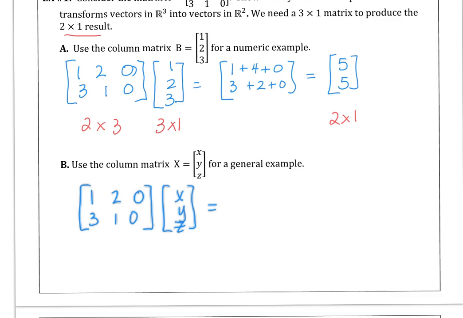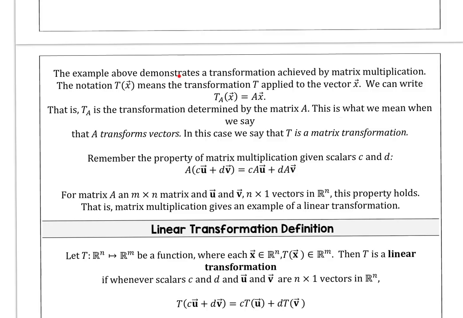And setting that up, it's going to be X plus 2Y and then 3X plus Y for that general example. The example above demonstrates the transformation that we achieved by matrix multiplication. And we've already seen the notation. The transformation of vector X means the transformation applied to the vector X. We can write that transformation A of X as A times vector X.